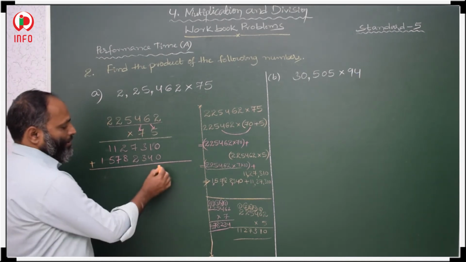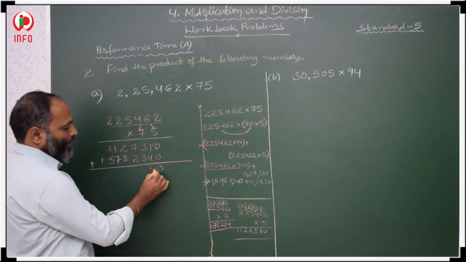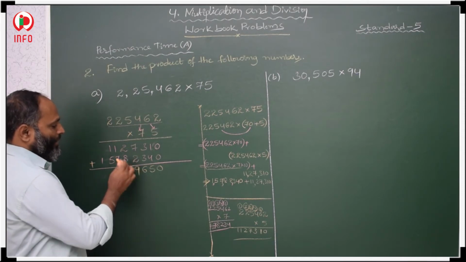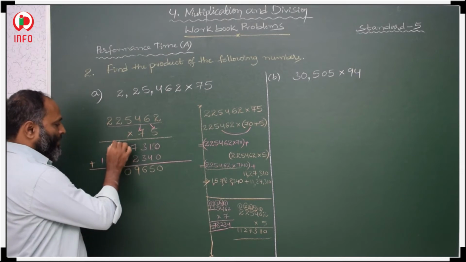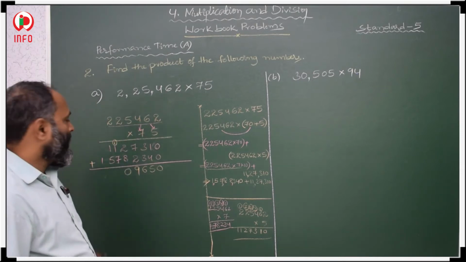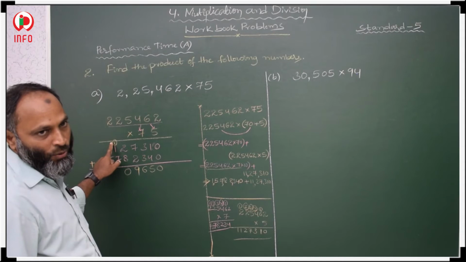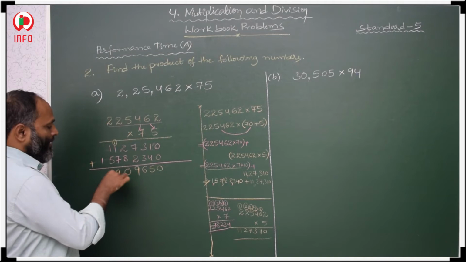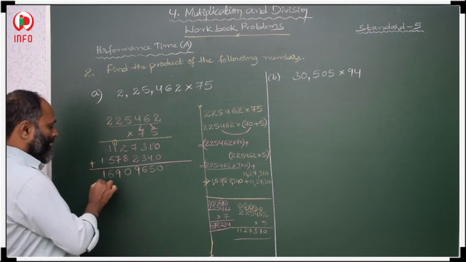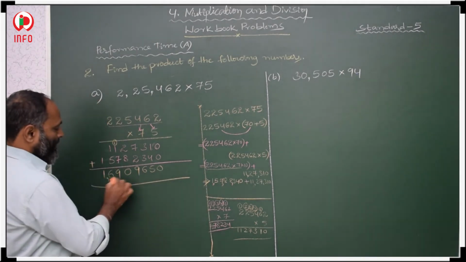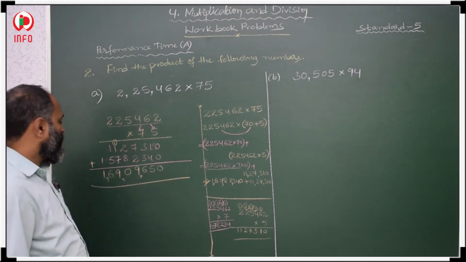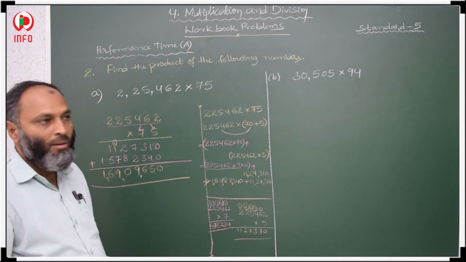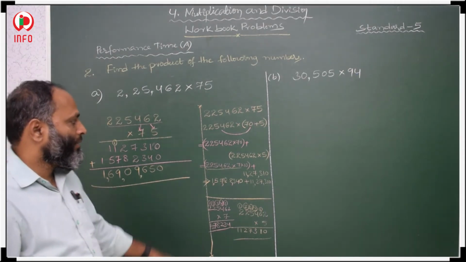0 plus 0, 0. 4 plus 1, 5. 3 plus 3, 6. 7 plus 2, 9. 8 plus 2, 10. 10 means 0 here, and we have to take 1 carry over to the next place. 7 plus 1, 8. 8 plus 1, 9. 5 plus 1, 6. And 1. So this is our answer: 1 crore 69 lakhs 9,650. This is our product. Okay, so in this way we have to do.